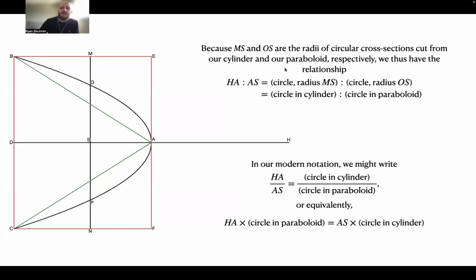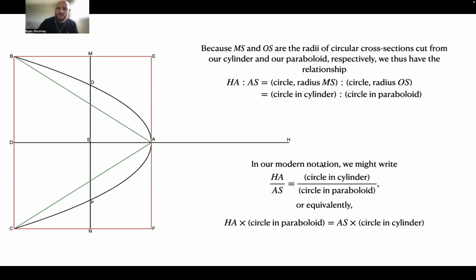And because MS and OS are, again, the radii of the circular cross sections that are cut from our cylinder and our paraboloid, respectively, we then have the relationship that HA is to AS as the circle with radius MS is to the circle of radius OS. But the circle of radius MS is the circle that's been cut out of the cylinder. The circle with radius OS is the circle in the paraboloid.